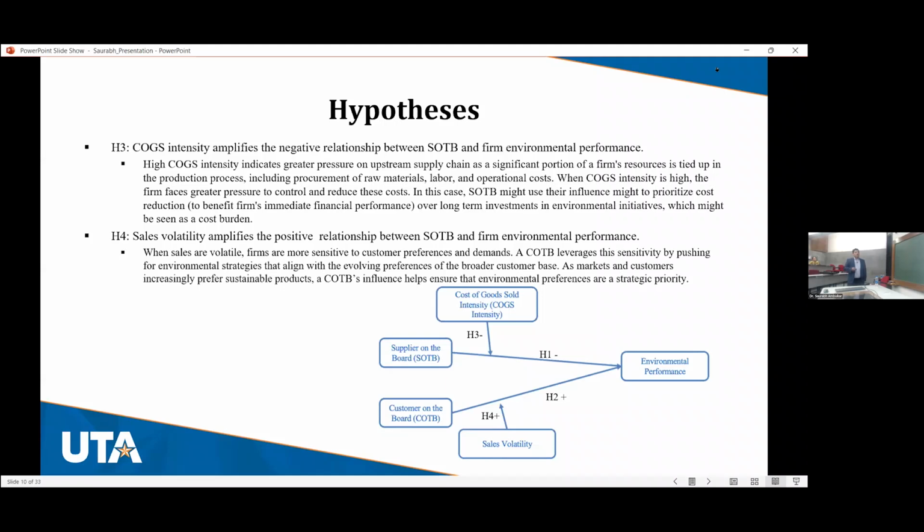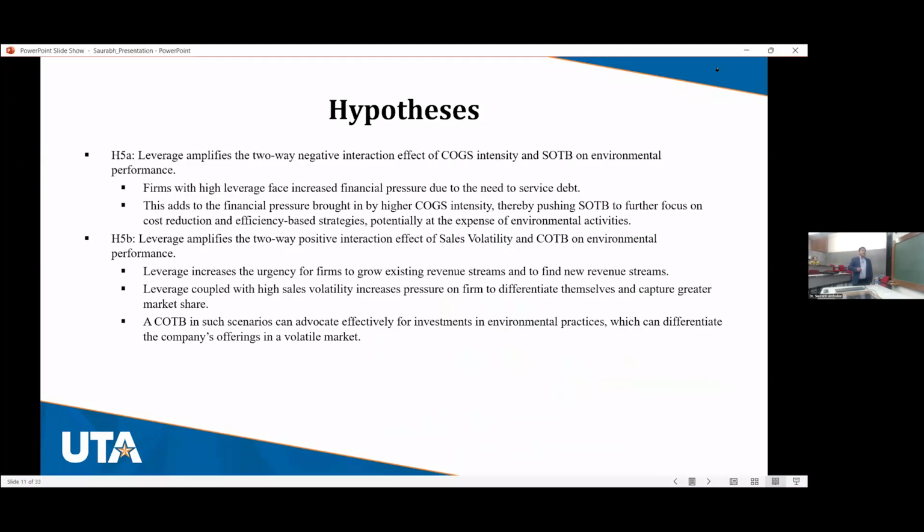Now, apart from these supply chain pressures, a company also can feel financial pressures coming from financial stakeholders. And to measure that, we look at leverage. Leverage is basically the amount of debt compared to the assets that the company is holding. So if leverage is high, then a lot of the company's finances are debt financed, and so there is greater financial pressure. If there is greater financial pressure, what do we expect for the existing relationships to change? We expect that, given that COGS intensity is adding to the pressure under leverage, that interaction will go further negative because now we see that the pressure has increased.